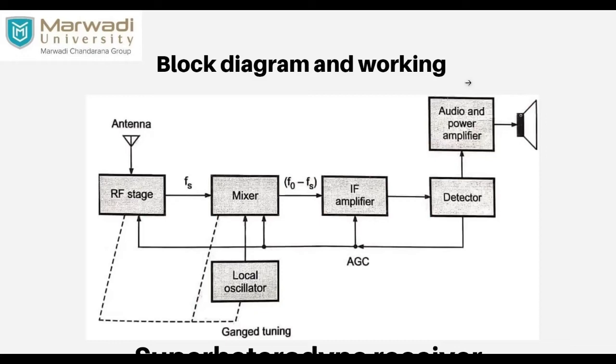After that, this frequency will be detected by the detector and demodulated. If there is any noise in this signal, it will be removed at the detector stage, and after that the signal will be amplified by the power amplifier and audio amplifier, and that amplified signal we can listen to through the loudspeaker.